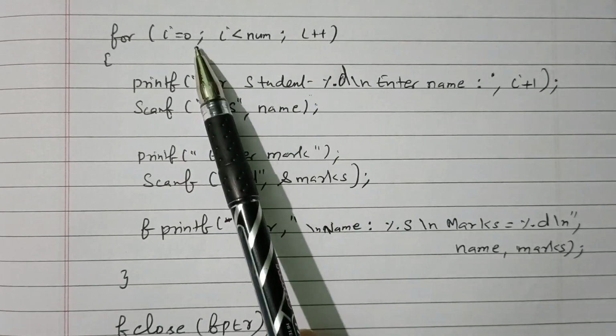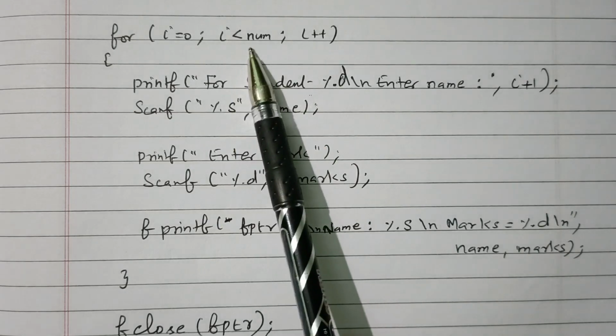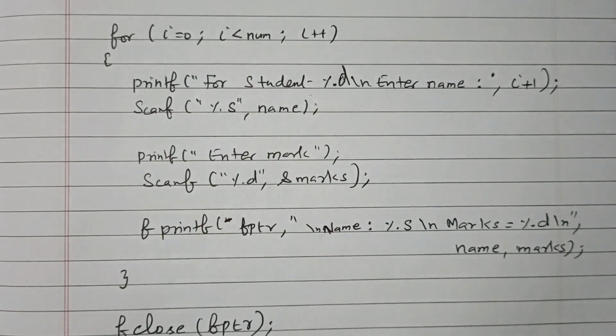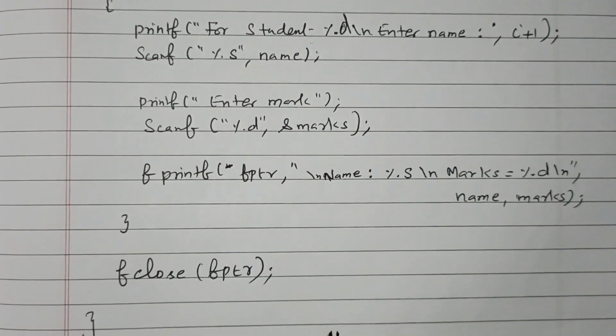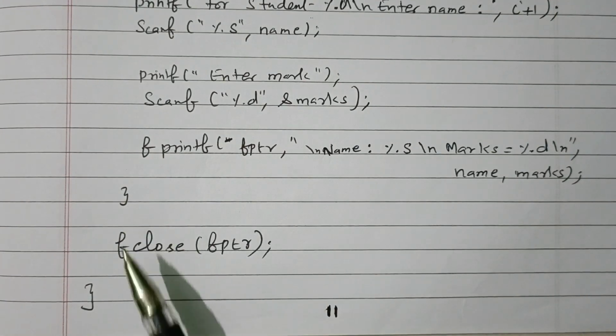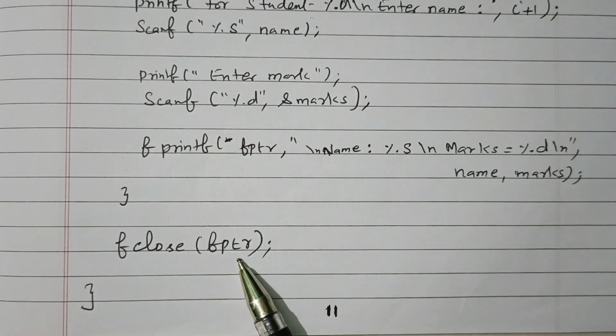i is incremented, i becomes 1. Then again we get the name and mark of the second student. The process will continue until the condition fails. So for example, 5 means it will execute 5 times, so 5 students' names and marks will be stored in a file. Then it will close the for loop. If the file is open, you have to close the file. fclose fptr. Then only it will go to the end. Then close the program.